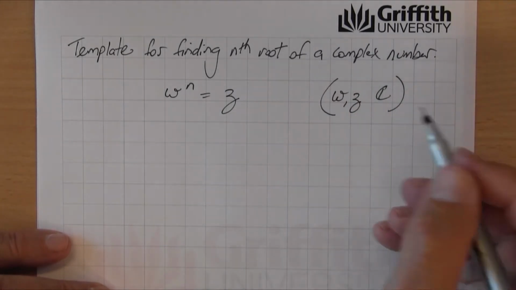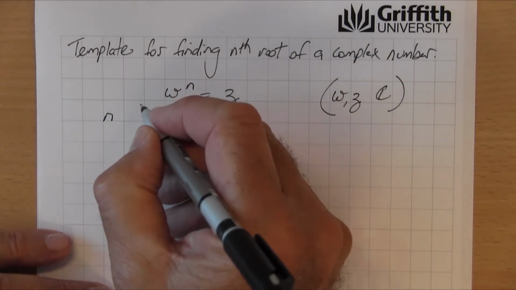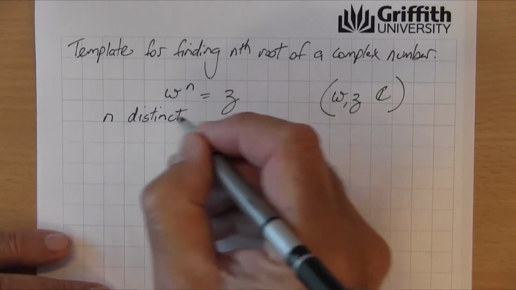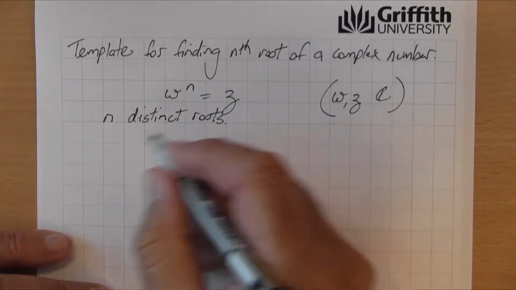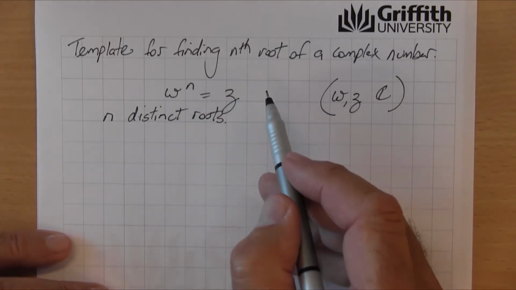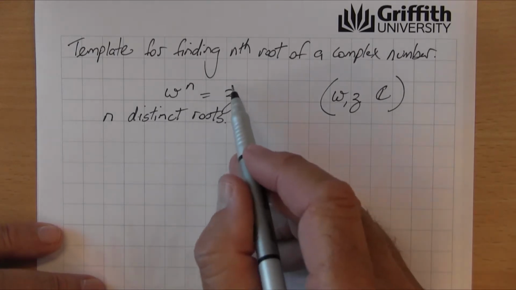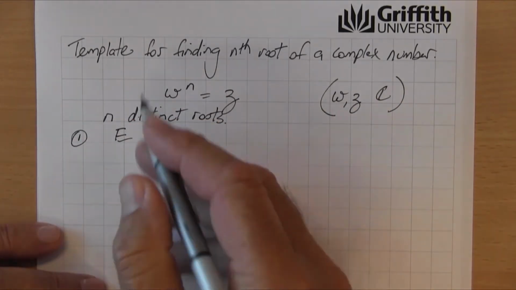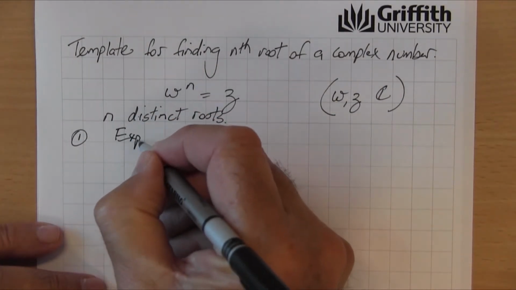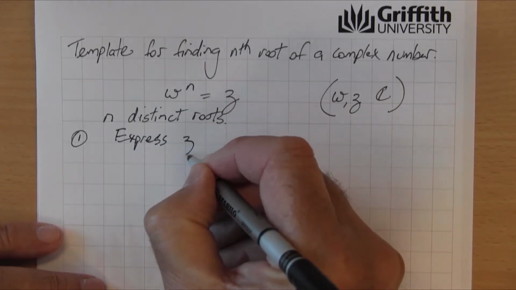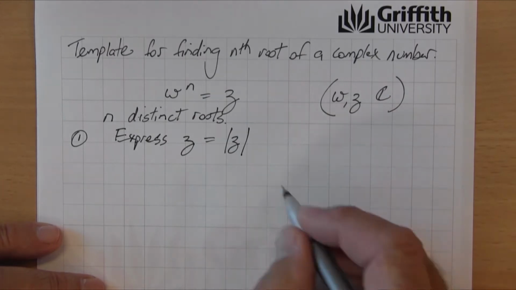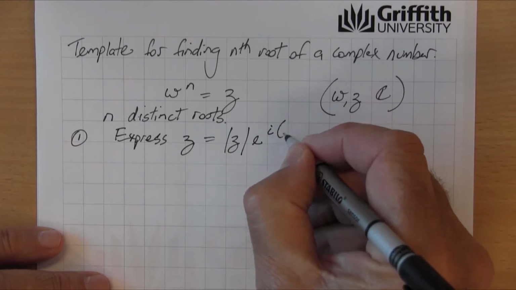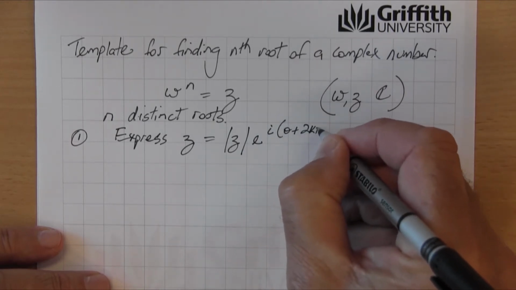First thing we need to understand is that there will be n distinct roots. So you're going to get n answers if w to the n equals z. So your first step is to express this right-hand side. So express z. This is the first part of your template. Express z in terms of r, or mod z, e to the i outside of theta plus 2k pi.